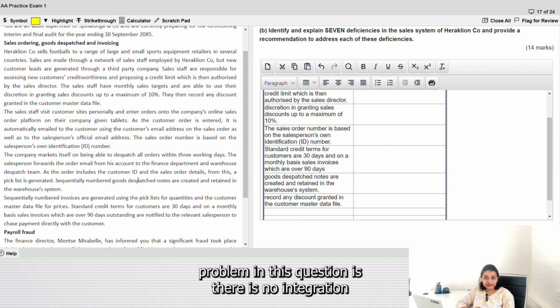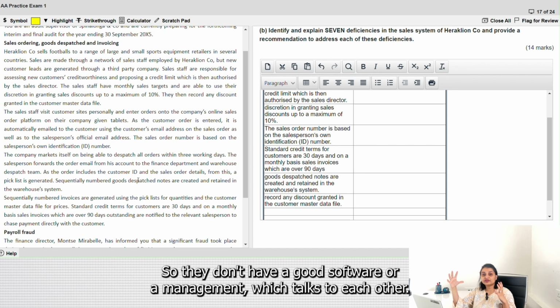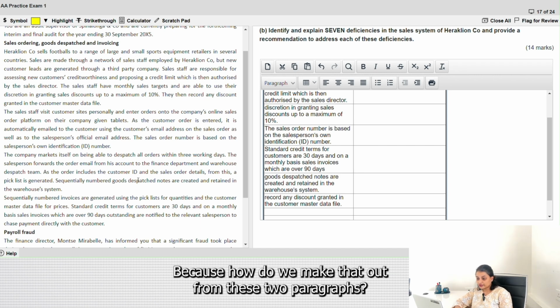Now the other problem in this question is there is no integration between the sales team, the warehouse team and the finance team. So they don't have a good software or a management system which talks to each other. Because how do we make that out?